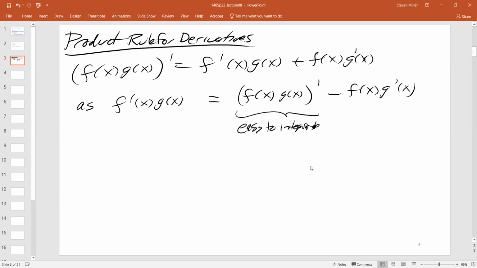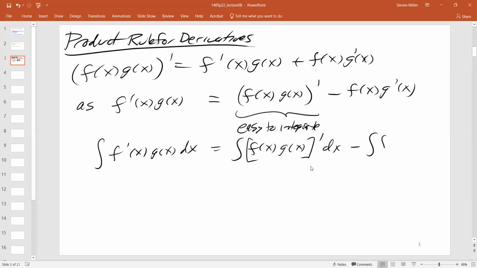And so if we integrate both sides, we get the integral of f prime of x g of x dx equals the integral of f of x g of x prime dx minus the integral of f of x g prime of x dx. And if you want, rather than integrating from an indefinite integral, we could make it a definite integral. And if we wanted to, we could integrate from maybe a to b.